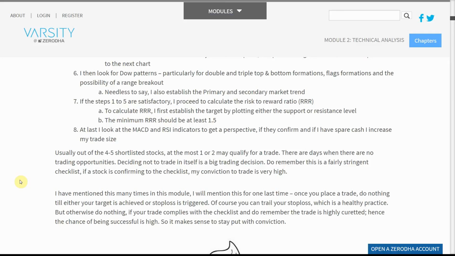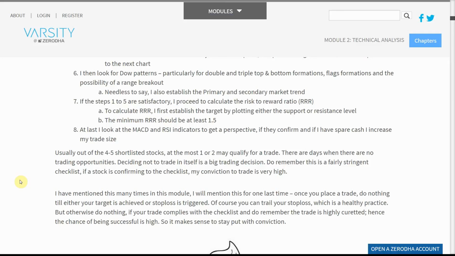At the most, 1 or 2 may qualify for a trade. There are days when there are no trading opportunities. Deciding not to trade in itself is a big trading decision. Do remember, this is a fairly stringent checklist. If a stock is conforming to the checklist, my conviction to trade is very high.